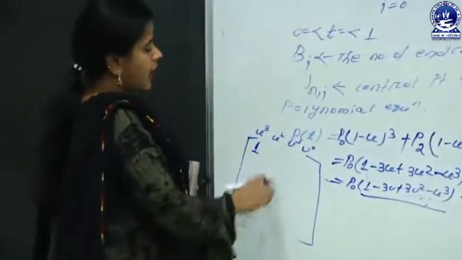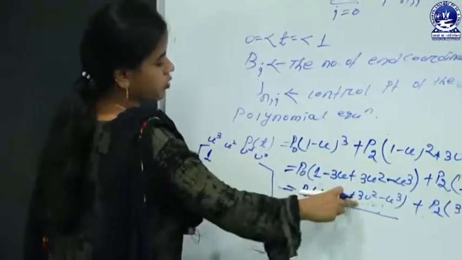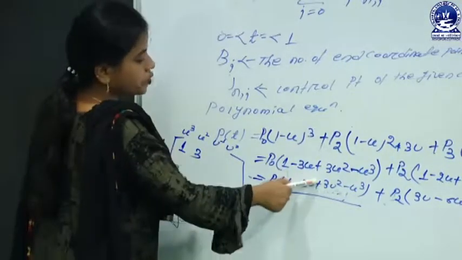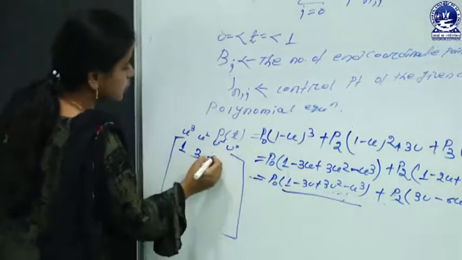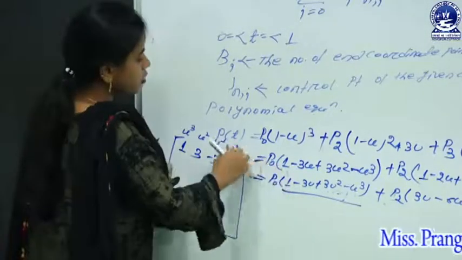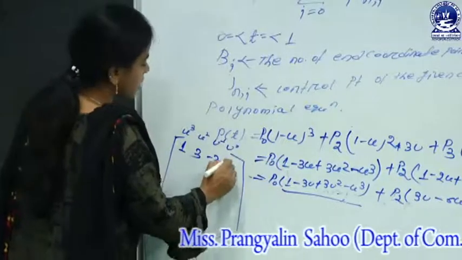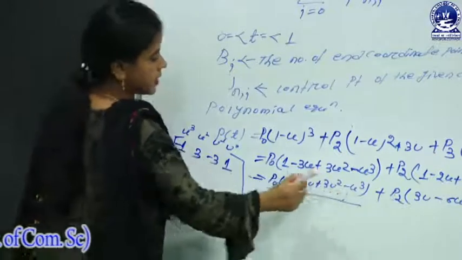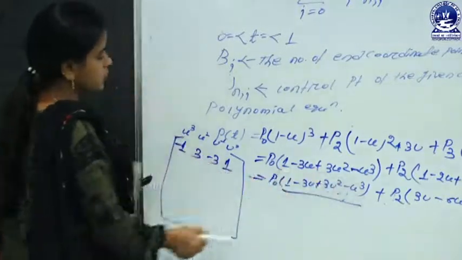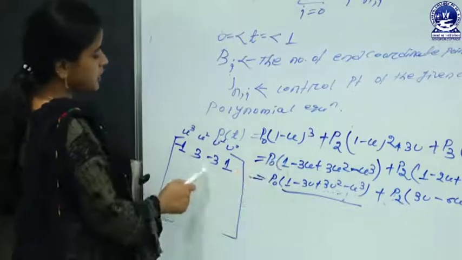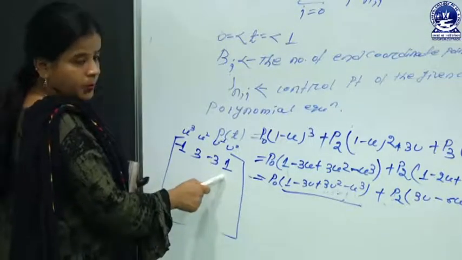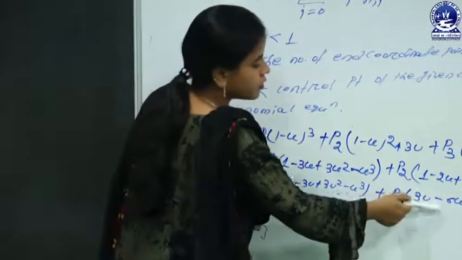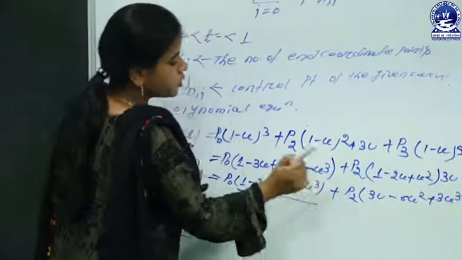Here the value of u cube is 1. Then we check the u square value, that's positive 3, and the next, u to the power 1, the coefficient is minus 3, and the next, u to the power 0, the constant value is 1. That means the first row contains minus u cube, then 3, then minus 3, then positive 1. So now we check the next linear equation value for the control point P2.